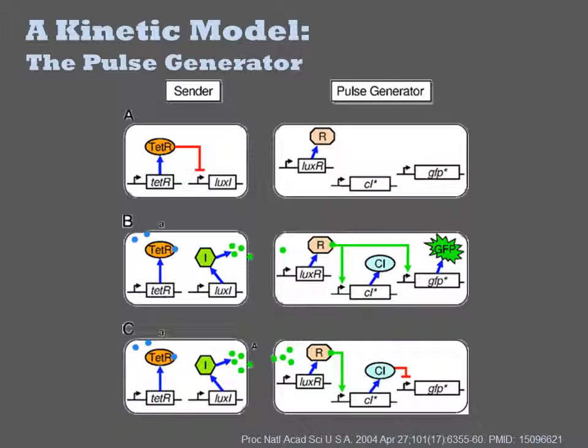Here's an example of a model from Ron Weiss. Shown is a cartoon of the process they wish to model. The pulse generator cells encode a constitutively expressed LuxR gene, which produces the LuxR protein. If LuxR binds to exogenously provided homoserine lactone, it will activate LuxI promoters. Activation of these promoters leads to the production of GFP and C1 protein. Once C1 accumulates, it will shut down production of GFP, resulting in a temporal pulse of GFP expression.